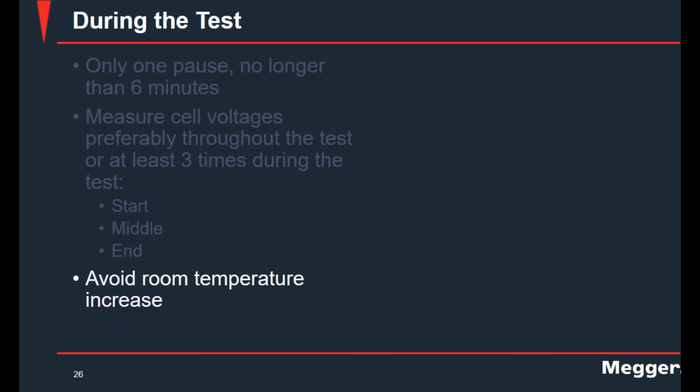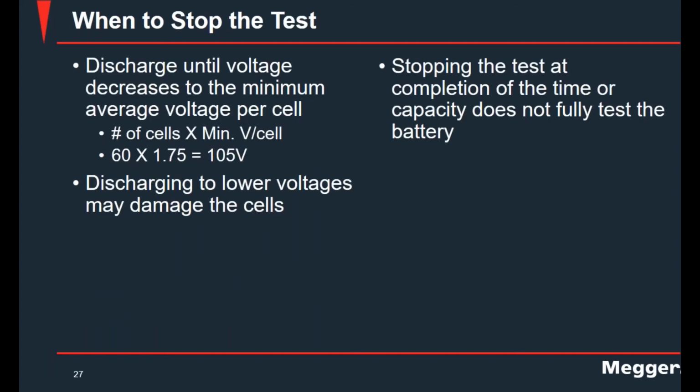When to stop the test? I probably went a little bit ahead of myself here in the slides. The end of discharge voltage is the minimum voltage dictated by the manufacturer times the number of cells. And discharging to lower voltages may cause damage to the cells. That's on going beyond the expected time.